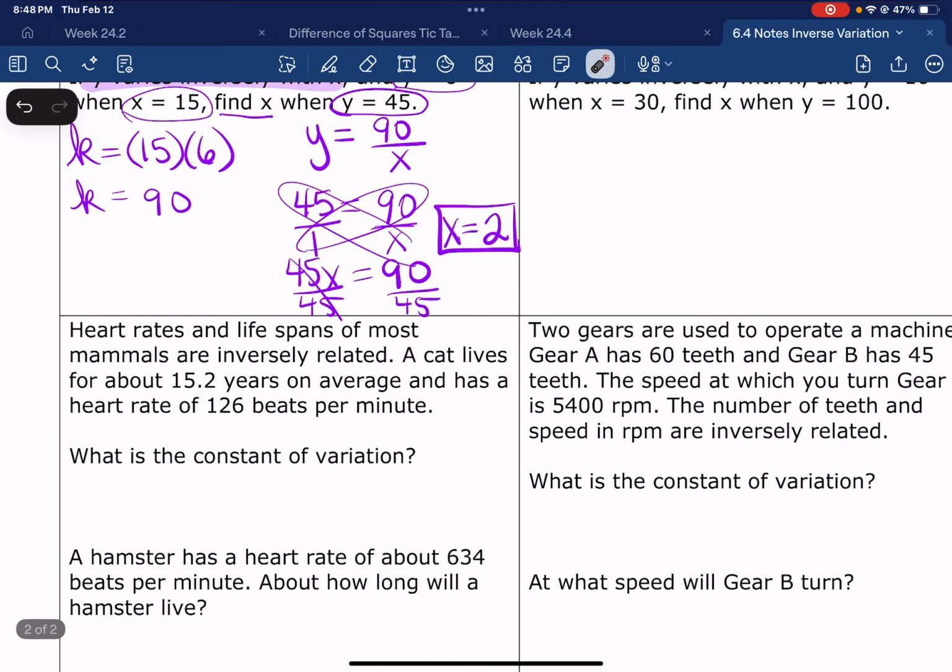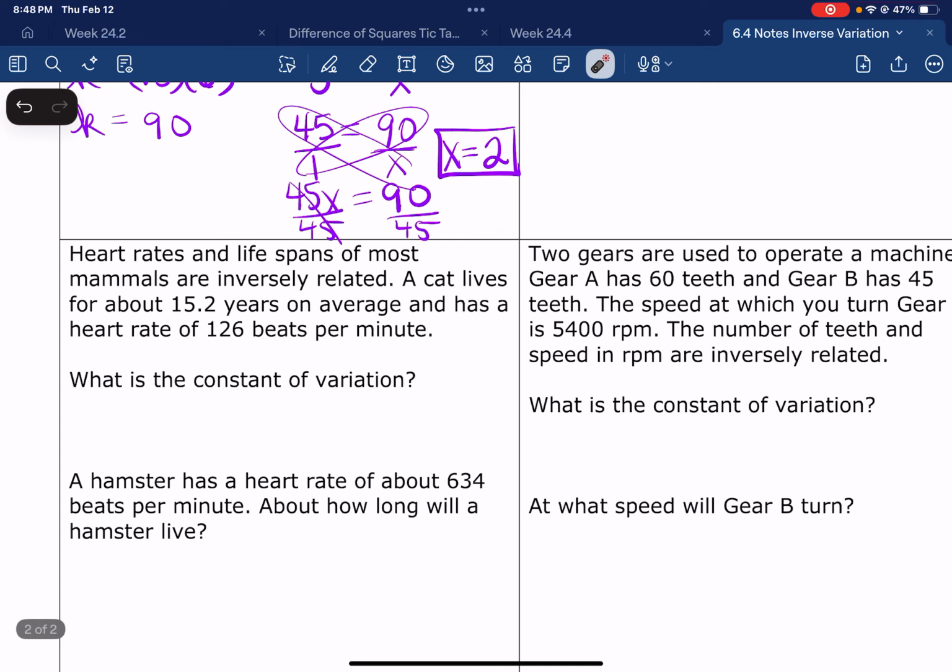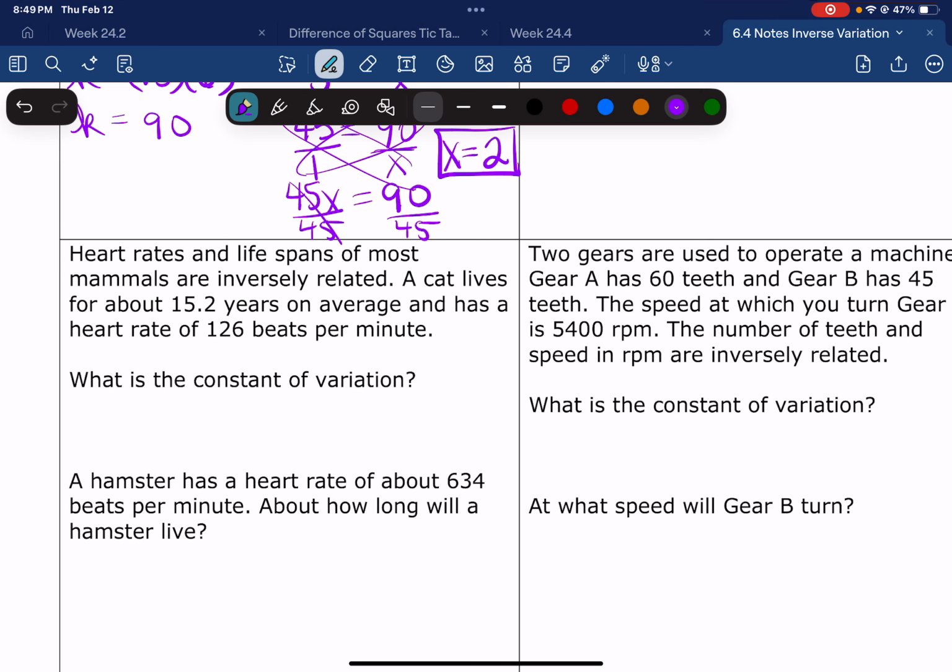All right, so now let's put this into word problems. Heart rates and lifespans of most mammals are inversely related. Kinsley has a cat that lives for about 15.2 years on average and has a heart rate of 126 beats per minute. What is the constant of variation? So what is important in this word problem? We know that we have an inverse relationship right here. And the inverse relationship occurs between its years of life and its heart rate in beats per minute. Okay? That's what's inversely related.